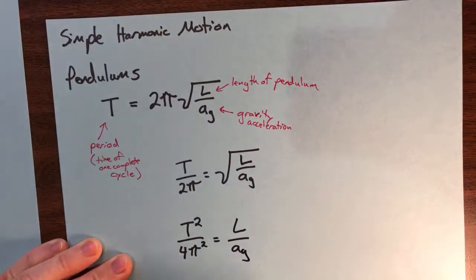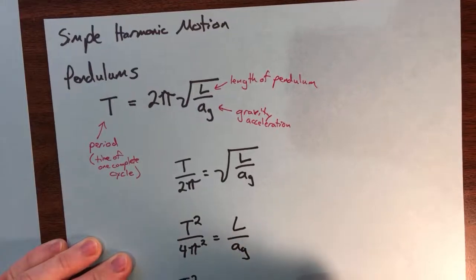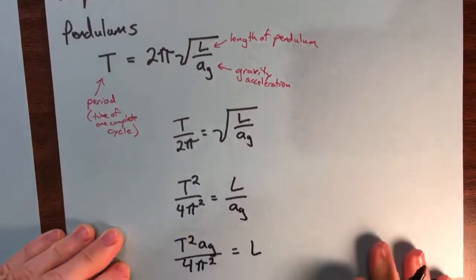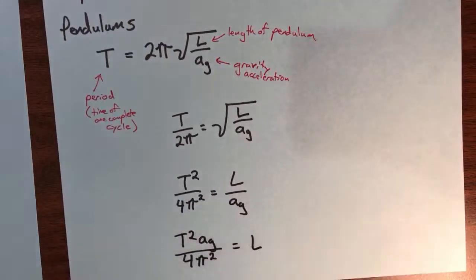From this point, all you do is multiply both sides by a g, and that's going to get us an equation for L. So that's t squared a g over 4 pi squared equals L. Let me push that up a little bit. Okay, so that's the equation that we're going to use for numbers 1, 2, and 3.